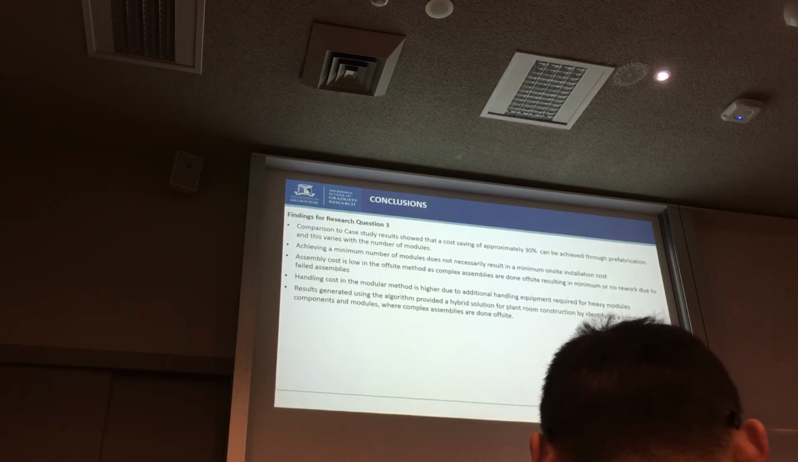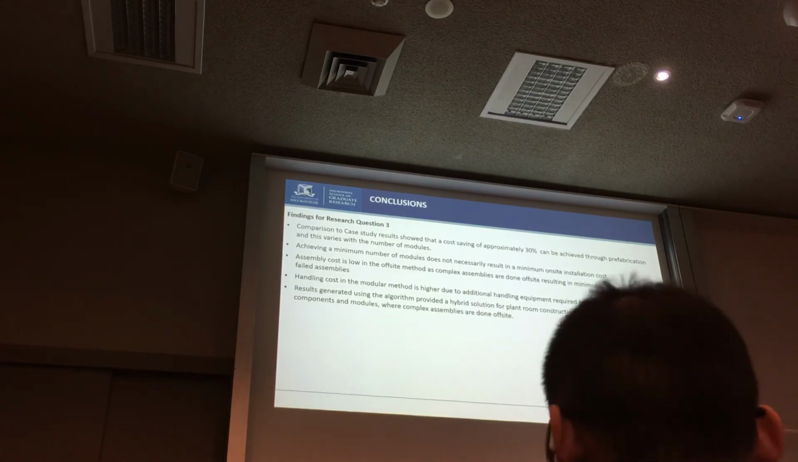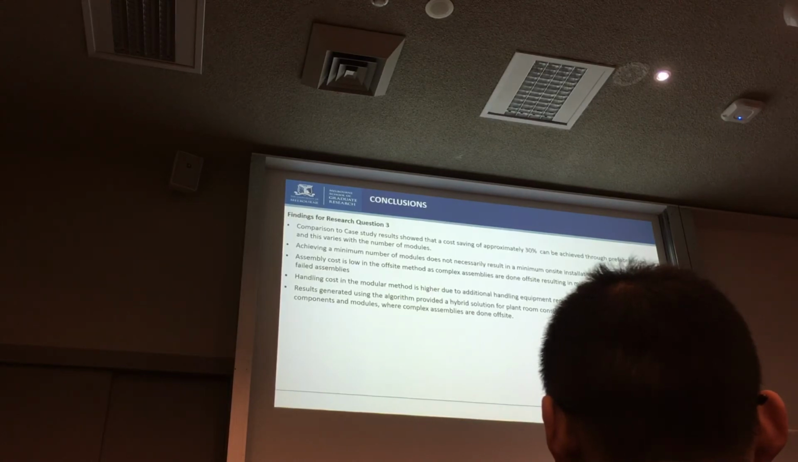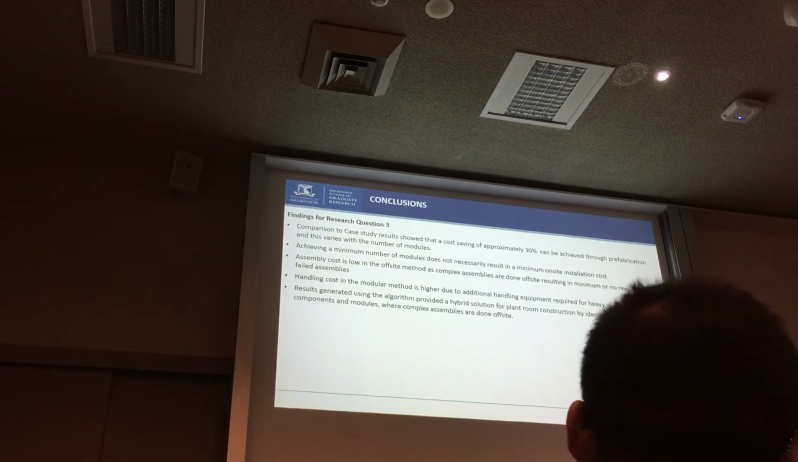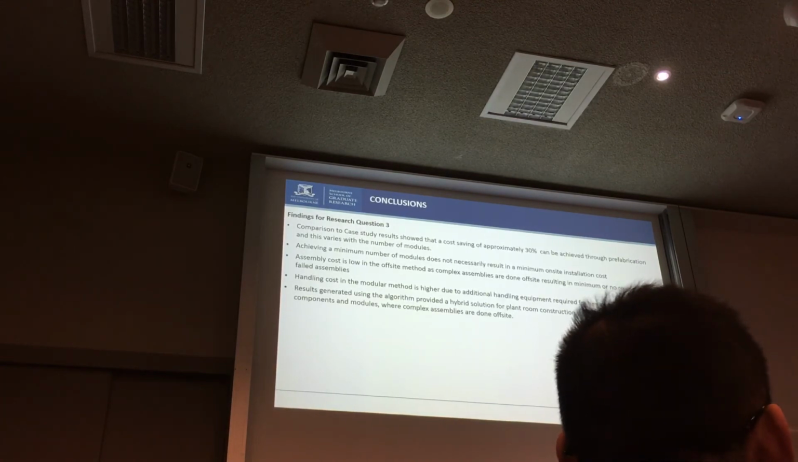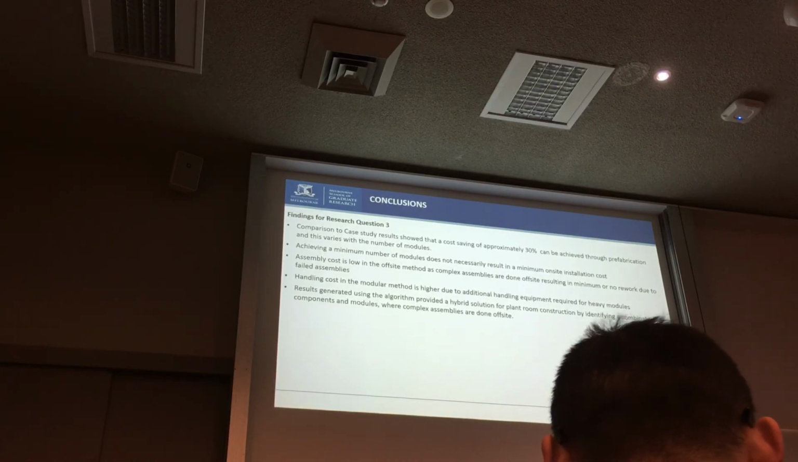So findings of research question 3, comparison to case study results show that a cost saving of approximately 30% can be achieved through prefabrication, and this varies with the number of modules. Achieving the minimum number of modules does not necessarily result in a minimum on-site installation cost, and assembly cost is low in off-site method, whereas the handling cost is higher due to the requirement of additional handling equipment. And the results generated from the algorithm provided a hybrid solution for plant room construction rather than a completely off-site solution. Clearly identify the complex assemblies to be done off-site.